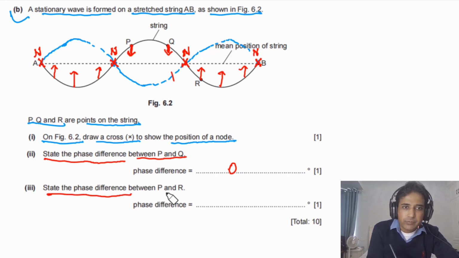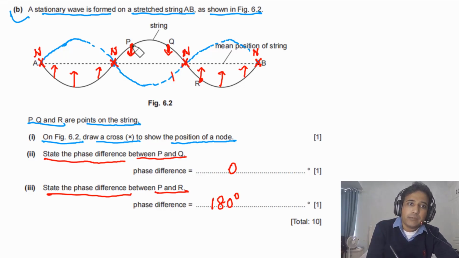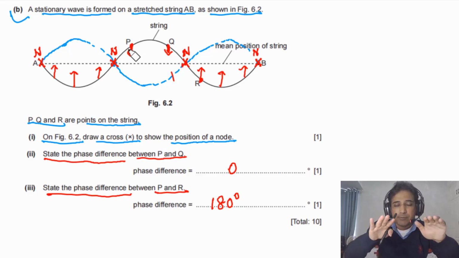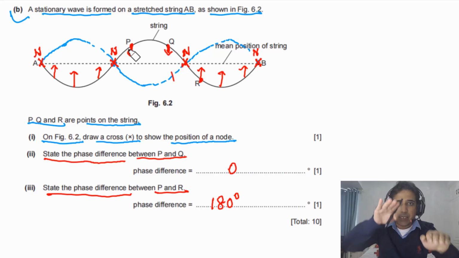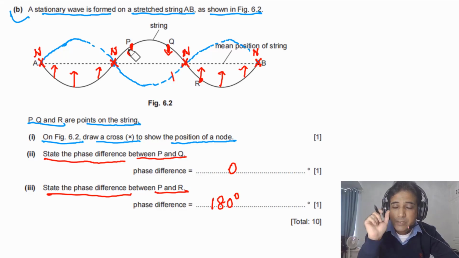State the phase difference between P and R, meaning this point and this point, and the phase difference between them is 180 degrees. Meaning when this particle is here at the lowest point, this particle will be at the highest point, and vice versa is also true. They will be moving like this, like this. So these are some very important points you need to understand about stationary waves. These are basic points, so you have to be very clear.